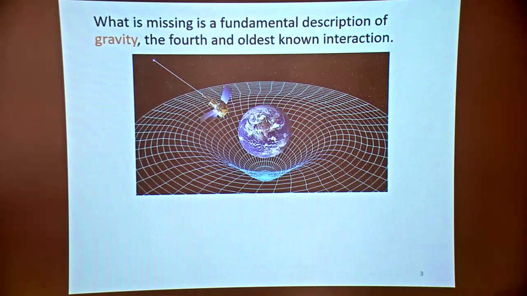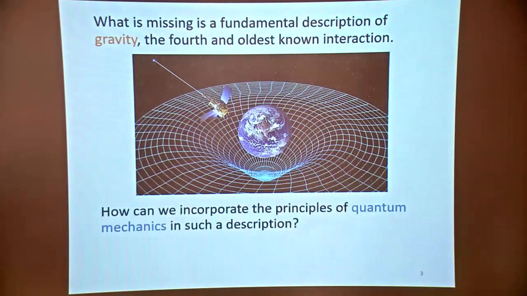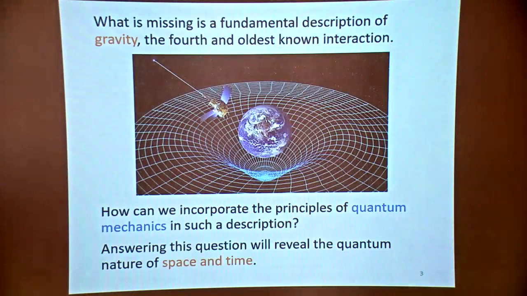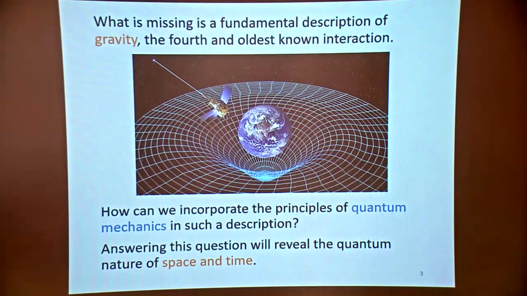We would expect that such a description should somehow incorporate the rules and principles of quantum mechanics, just like the standard model does. But this is a very difficult question, and we don't know how to do it. In particular, understanding this difficult question would reveal to us the quantum nature of space and time. So let me start by putting this problem into perspective.